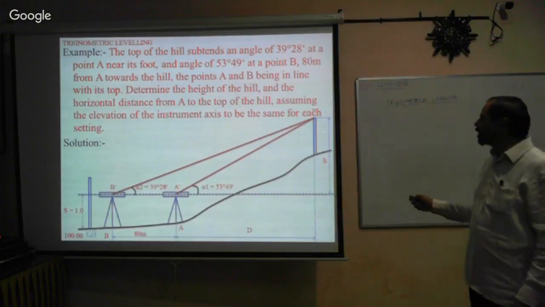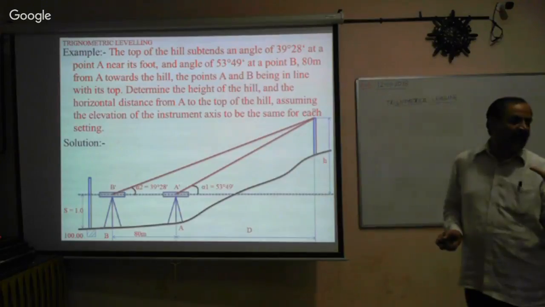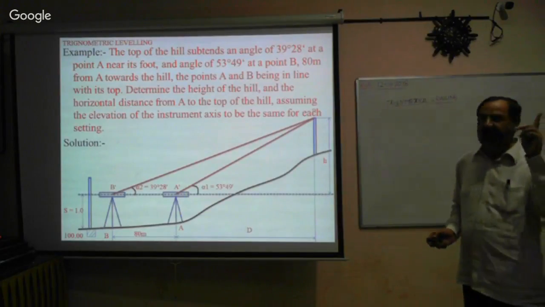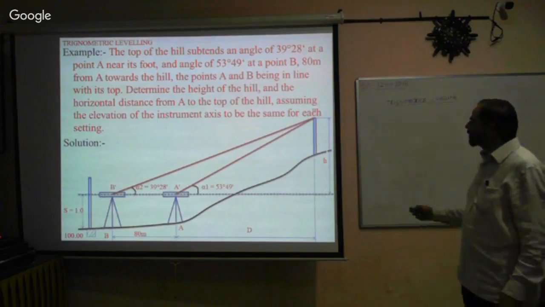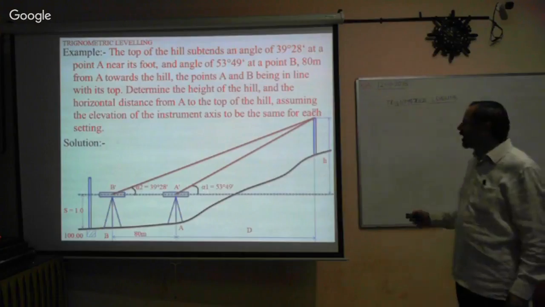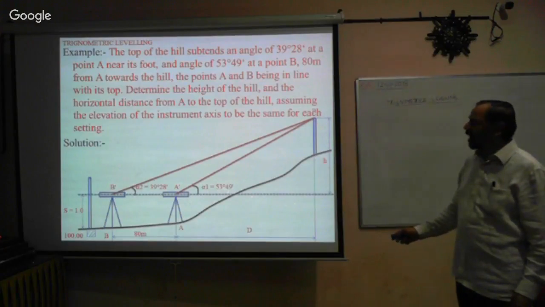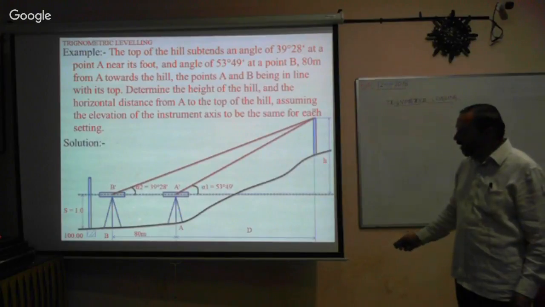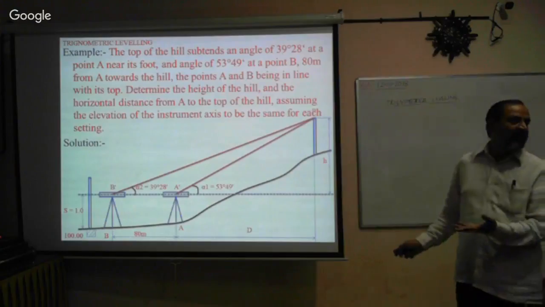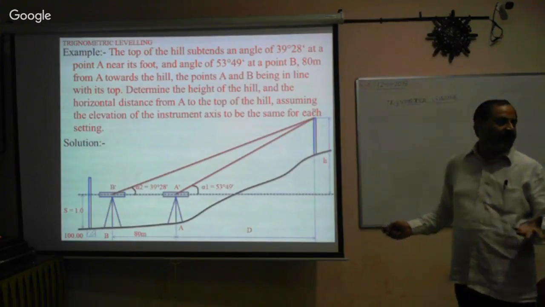instrument axis. Please note, H is not the height of the building. It is the height of the object above the instrument axis. Please remember this. H is equal to D tan alpha 1, and H is also equal to (D plus B) tan alpha 2, and equating them, we will get H.